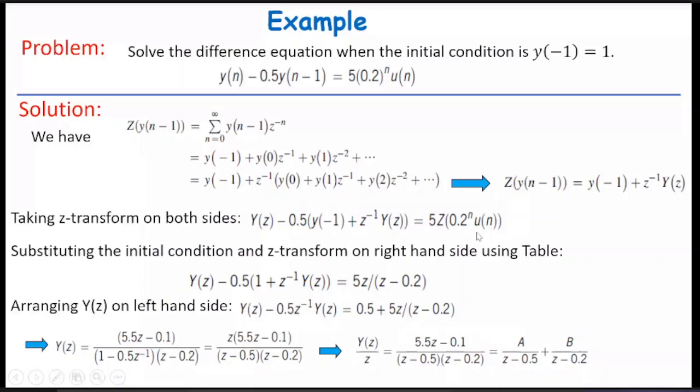So that is written there. So already y of -1 is given, equal to 1. Okay, so it is also a very good example.